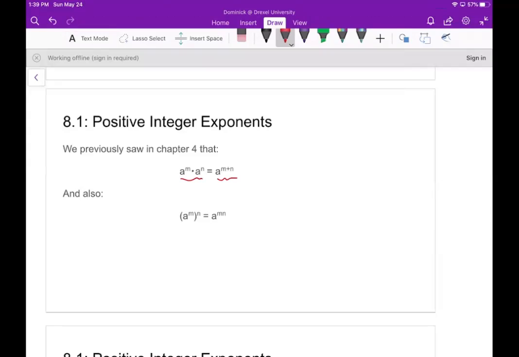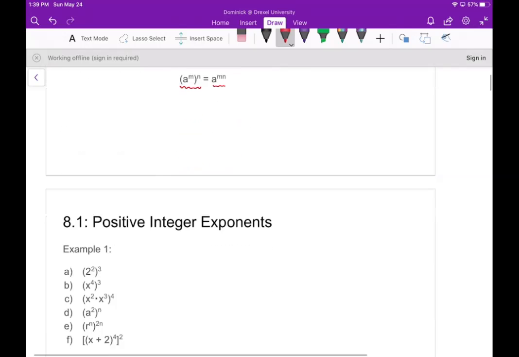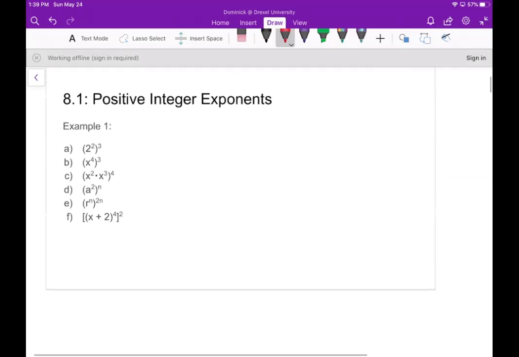And you can use this to lead to the rule that if you have a number raised to an exponent and that entire expression raised to an exponent, then you're going to multiply those exponents. We looked at the rules for that before, so I don't want to spend too much time on them, but I do want to go over a couple examples just to be sure.